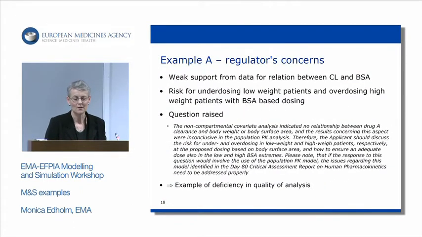So the regulator's concern here was that there was weak support in the data for the relationship between clearance and body surface area. So there would be a risk for underdosing of low-weight patients and overdosing of high-weight patients with the proposed body surface area-based dosing. And the question was raised where the applicant was asked to discuss the risk for under and overdosing in these groups and how to ensure adequate dosing also in low and high BSA extreme patients.